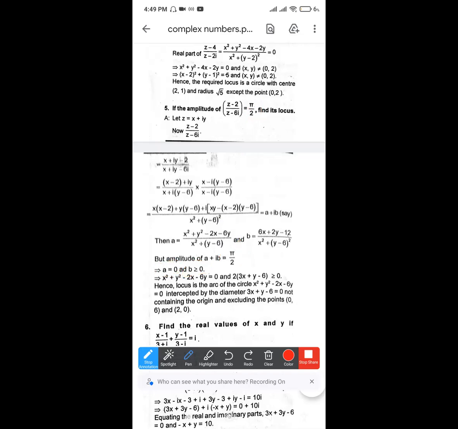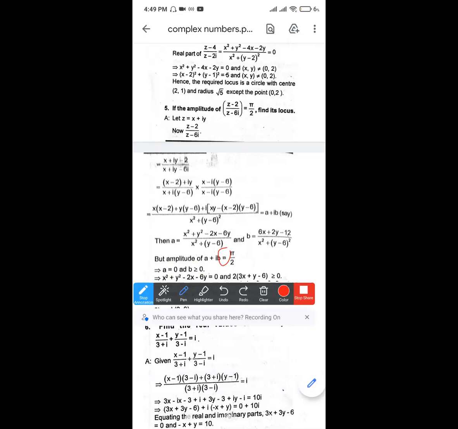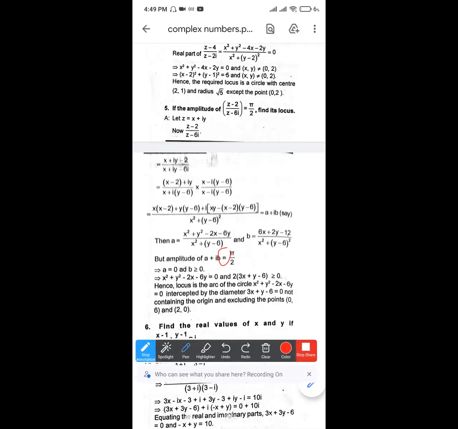Cos t, remember. So this is more than or equal to 0. Your right hand side is more than or equal to 0. Okay, finally we got the equation of locus. Now find the real value of x and y.